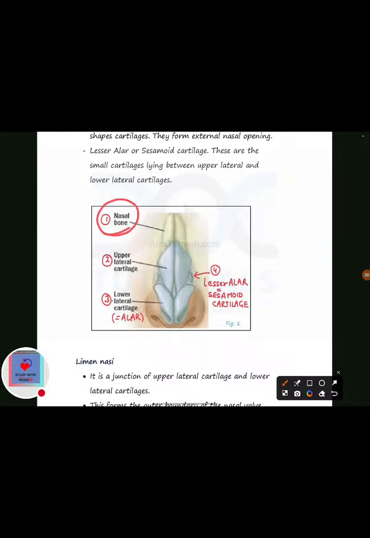So you can see the nasal bone. This is the paired nasal bone. This is the upper lateral cartilage, and this is the lower lateral cartilage. And then we have the sesamoid cartilage, which is the lesser alar cartilage. This is different. This is not the lower lateral cartilage. This is sesamoid cartilage. The lower lateral cartilage is also called the alar cartilage.